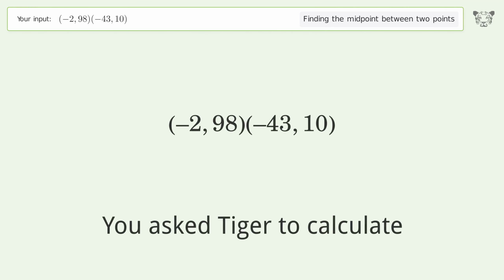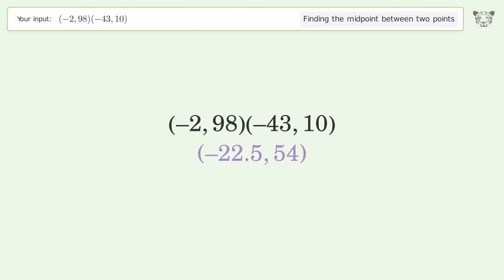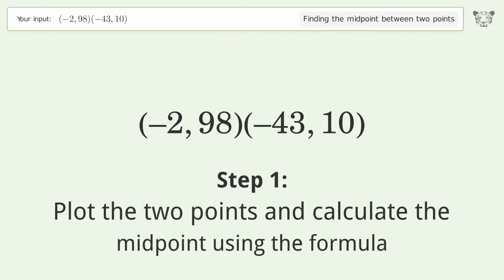You ask Tiger to calculate. This deals with finding the midpoint between 2 points. The midpoint between the 2 points is negative 22.5, 54. Let's solve it step by step. Plot the 2 points and calculate the midpoint using the formula.